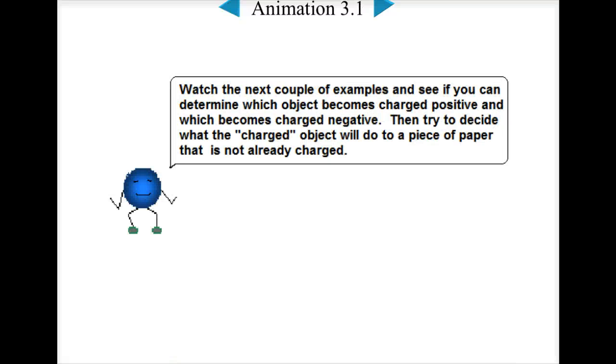Let's watch the next couple of examples to see if we can determine which object becomes charged positive and which object becomes charged negative. Then try to decide what the charged object will do to a piece of paper that is not already charged or neutral.